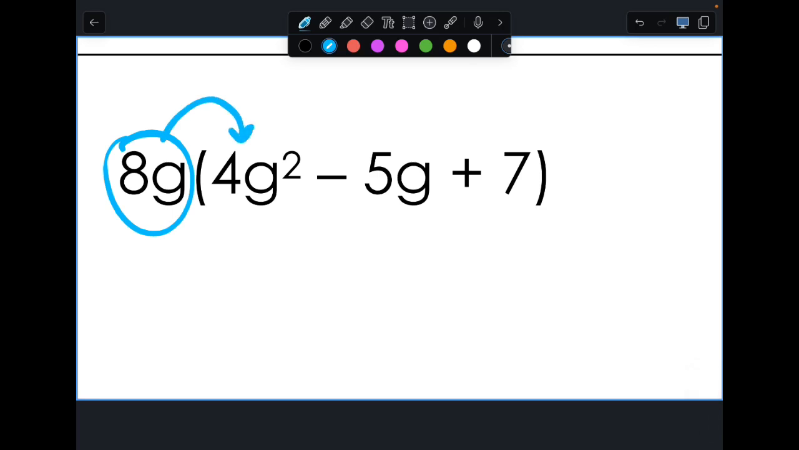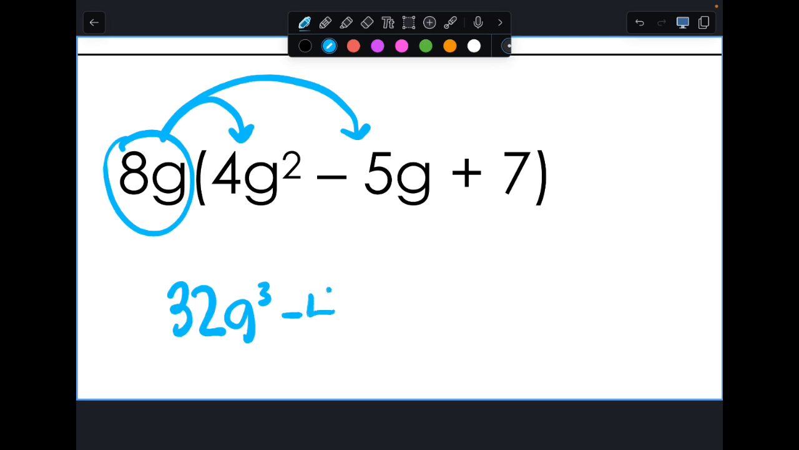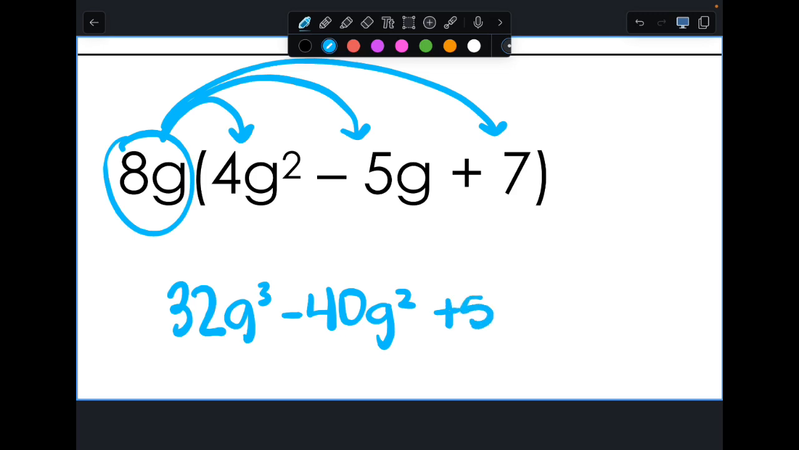8 times 4, 32. g times g squared. g cubed. Okay. 8 times negative 5, negative 40. Now g times g, squared. g squared. 8 times 7, 56. Bring down the g.